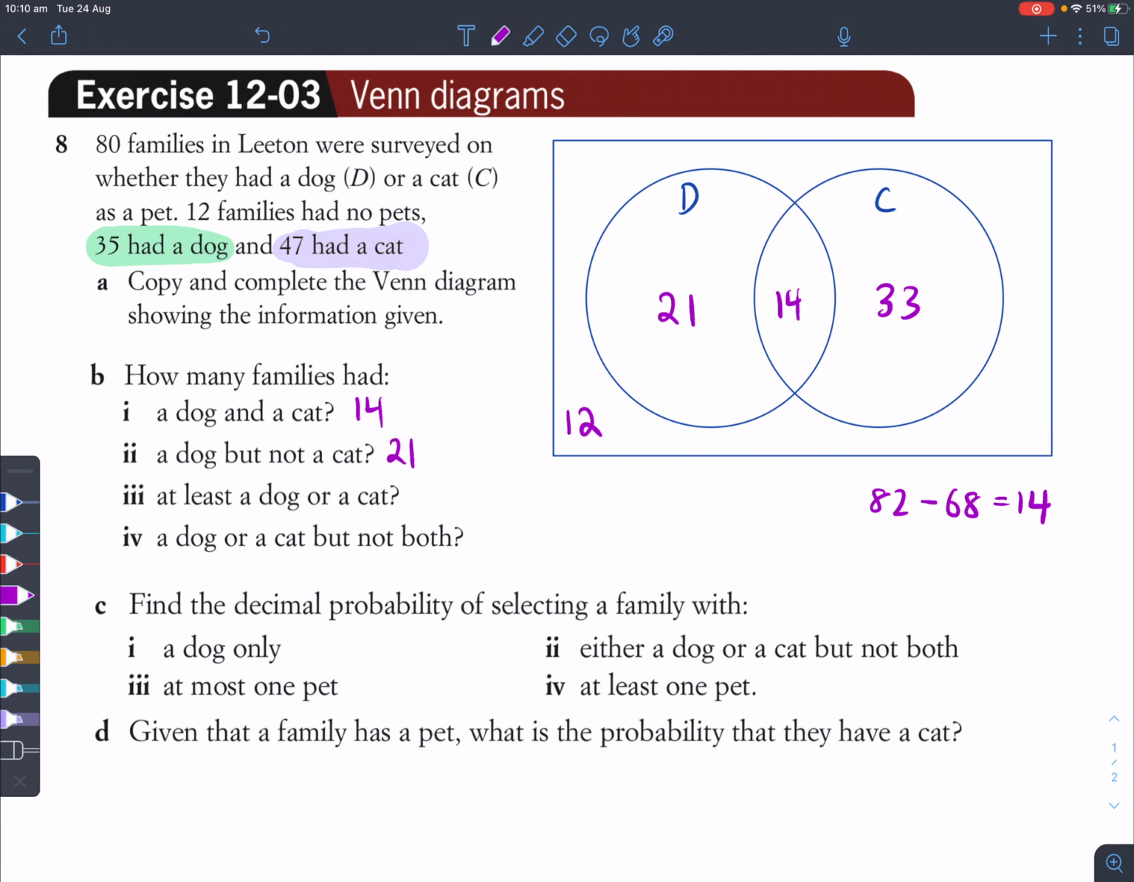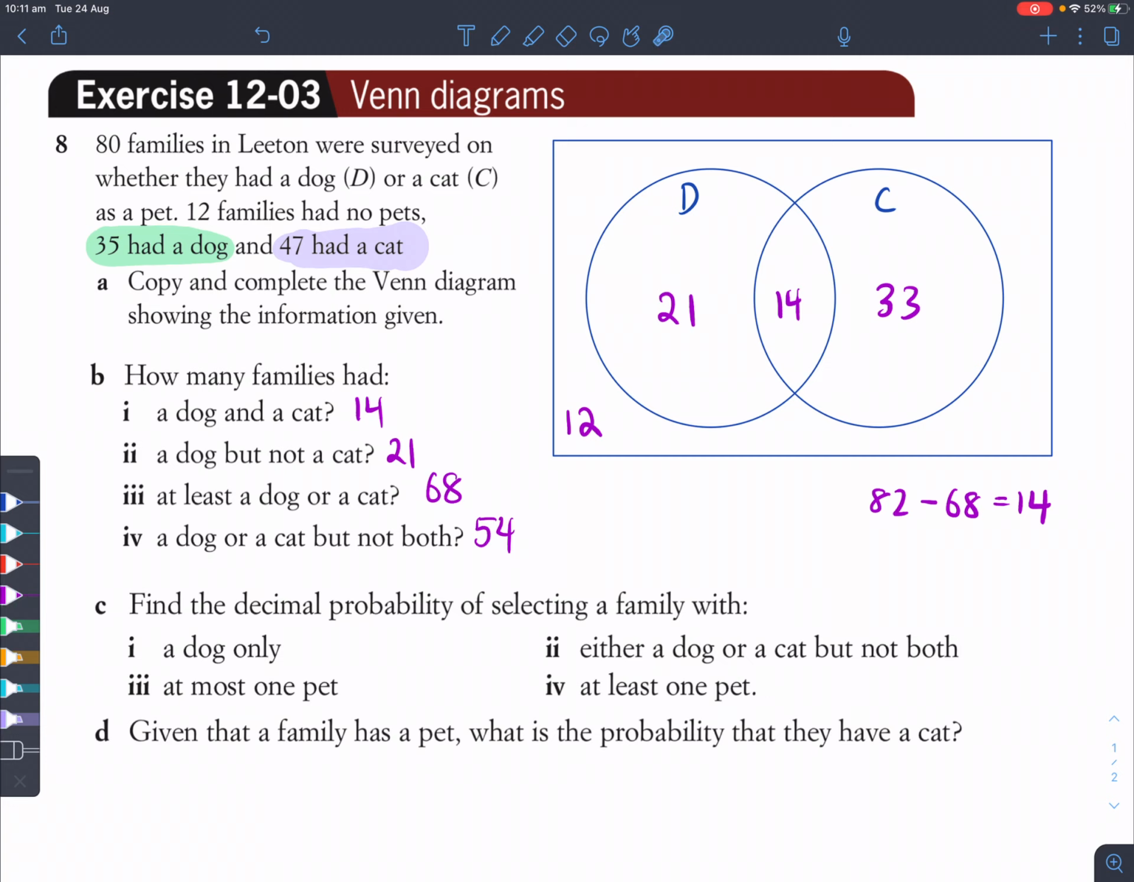Okay, 21 satisfies this requirement. And how many families had at least a dog or a cat? Which means we can have a dog or a cat or both. So if we total up these three numbers, that will give us 68. Now, what if I asked how many families had a dog or a cat, but not both? So a dog or a cat represents these three numbers. But if it's not both of them, then we don't include this. So that means we only include these two numbers, which total 54.